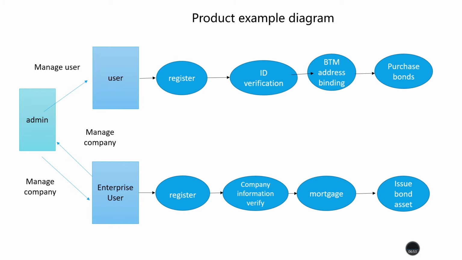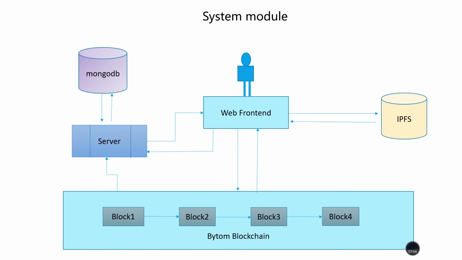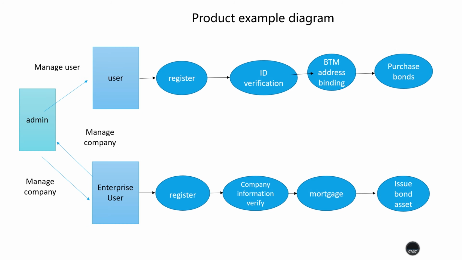So here's a project example diagram. You can take a further look. And here's the system module. To explain the first example, the web front end is developed using HTML, CSS, and JavaScript, which heavily uses JS to access Bytom. Users will access Bytom, IPFS and Node.js servers through this front-end application.